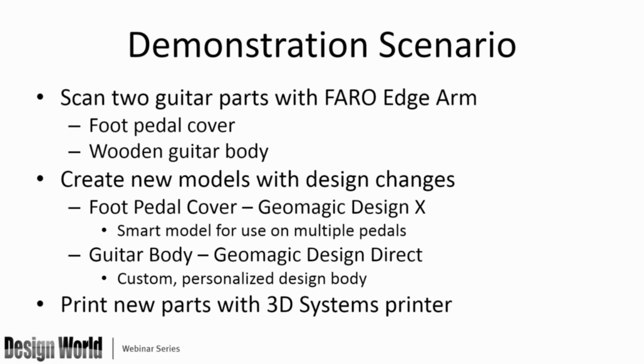So for the foot pedal, we'll take a look at Geomagic Design X, and we'll take a look at how it's possible to create a smart or parametric model. Maybe this pedal would be used on multiple aftermarket pedals, things like that. Instead of having multiple parts, we can have one file that could solve different needs. And for the guitar body, we'll take a look at Geomagic Design Direct, and we will create a customized, personalized design for that guitar body. And then we're going to print parts with the 3D Systems printer, so go complete from the original physical inspiration to new printed parts.